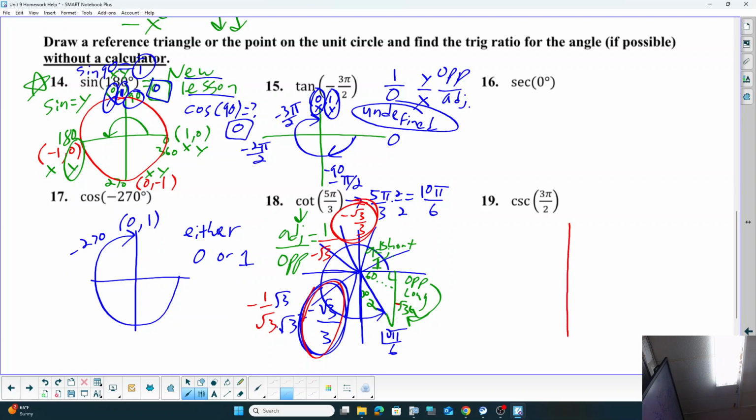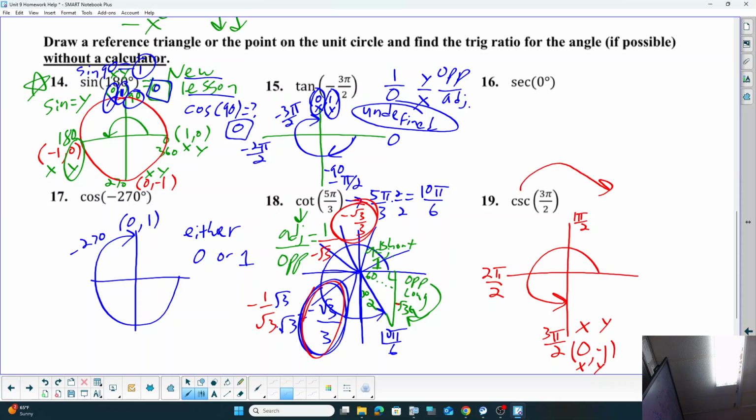Cool. So cosecant now. Try 3 pi over 2. I'll let you try this one on your own. Ready? You go 1 pi over 2, 2 pi over 2, 3 pi over 2. Counting by pi's over 2. So what's that coordinate? What's that xy value? That's right, 0, down 1, which is our x and y value.